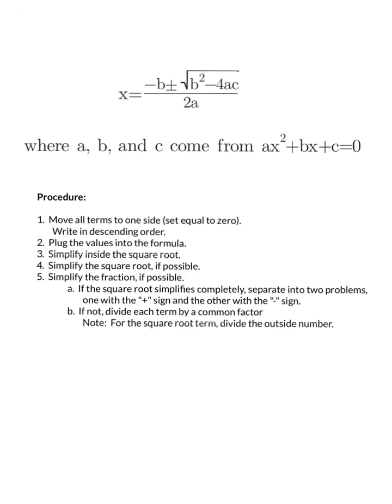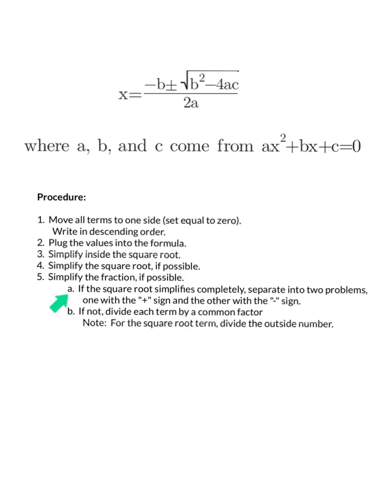So in order to use the quadratic formula, the first thing that we want to do is move all terms to one side and write in descending order, just like we did when we talked about solving using factoring. We want to plug the values into the formula. From there, we want to use order of operations to simplify inside the square root. If possible, simplify the square root using the techniques that we learned in the previous chapter. And then, if possible, simplify the fraction.